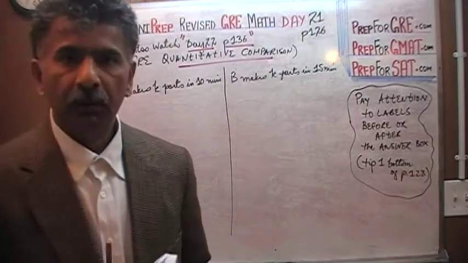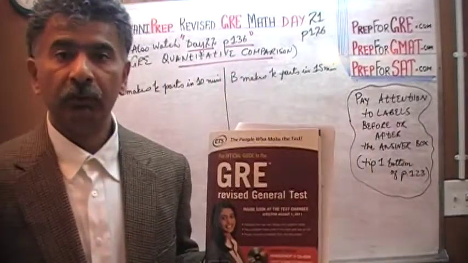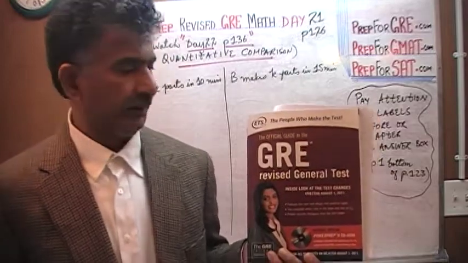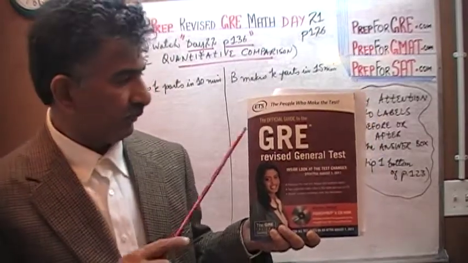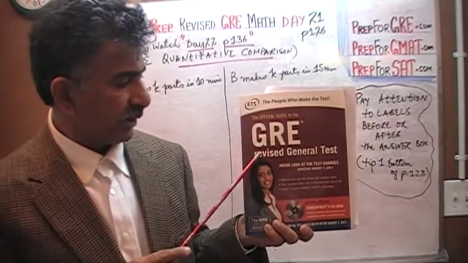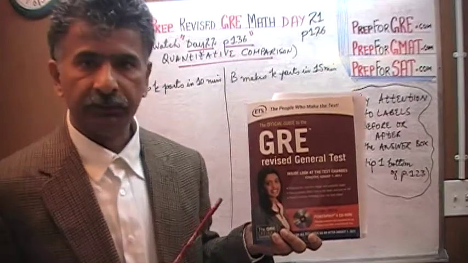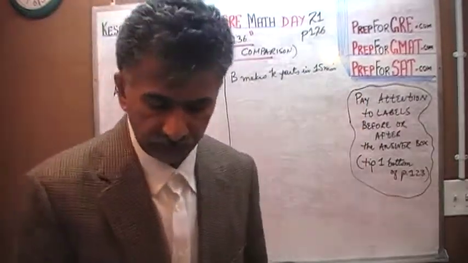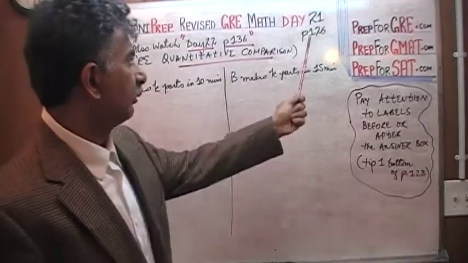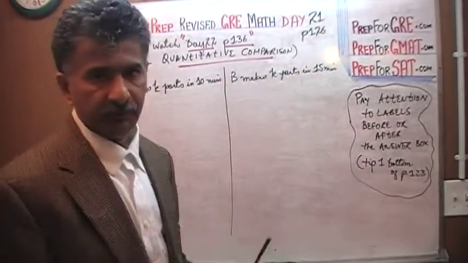We are here because we want to prepare for the math portion of the GRE. We have been solving math problems out of this book here, the official guide to the GRE, the revised general test. The problem that I'm about to solve is the one that you're going to find on page number 126. Today is our day number 21.